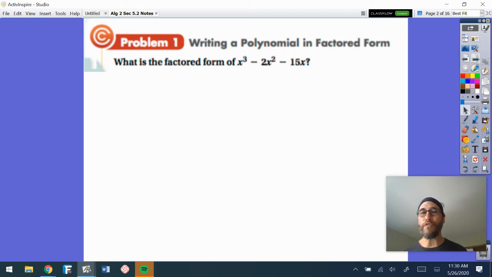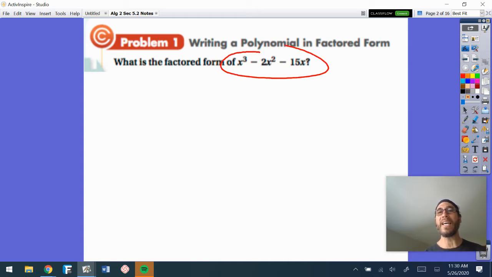Now, in order for us to find the zeros and to get started, first and foremost, we are going to have to write polynomials in factored form. Well, what the heck does that mean? That just means we're going to go back to chapter 4. Okay, that's all it means. And if I have three things right here, remember the first thing we're going to do is see if there's a greatest common factor.